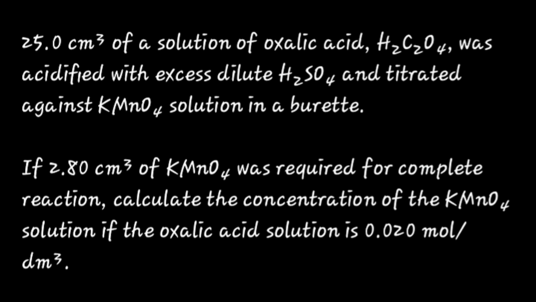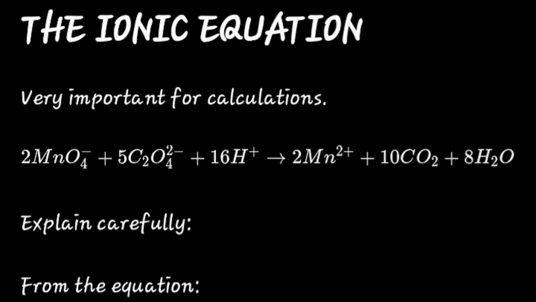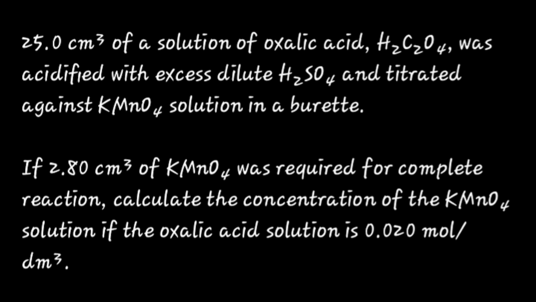Remember, I said that the ionic equation is very important, because it will help you know that 2 moles of manganate ions react with 5 moles of the oxalate ions. So the ratio of manganate to oxalate ions is 2:5, and you will use this as you want to calculate. Now remember, you're asked to find the concentration of KMnO4. You are given the concentration of the oxalic acid.